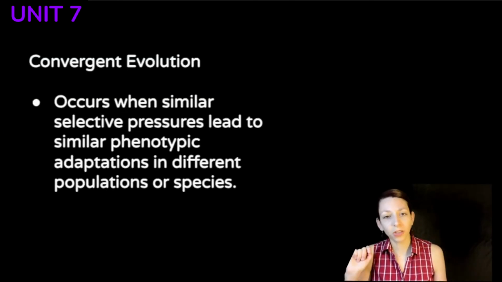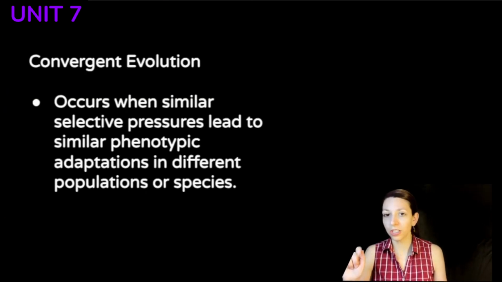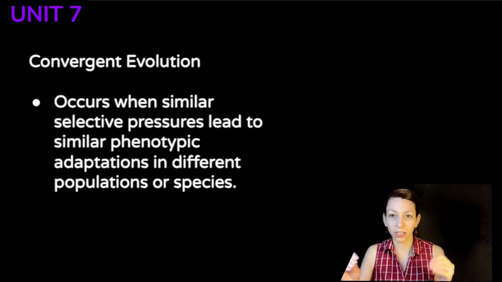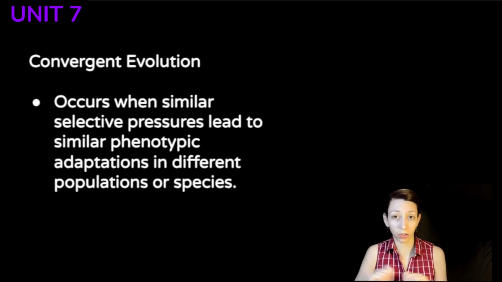Now in this video, I'm also going to mention convergent evolution, which is not always a type of artificial selection. In fact, it's its own type of evolution. This is when we see similar selective pressures that lead to similar phenotypes in very different populations or different organisms. One of the most commonly used examples of this is how birds and bats both evolved flight separately and independently.